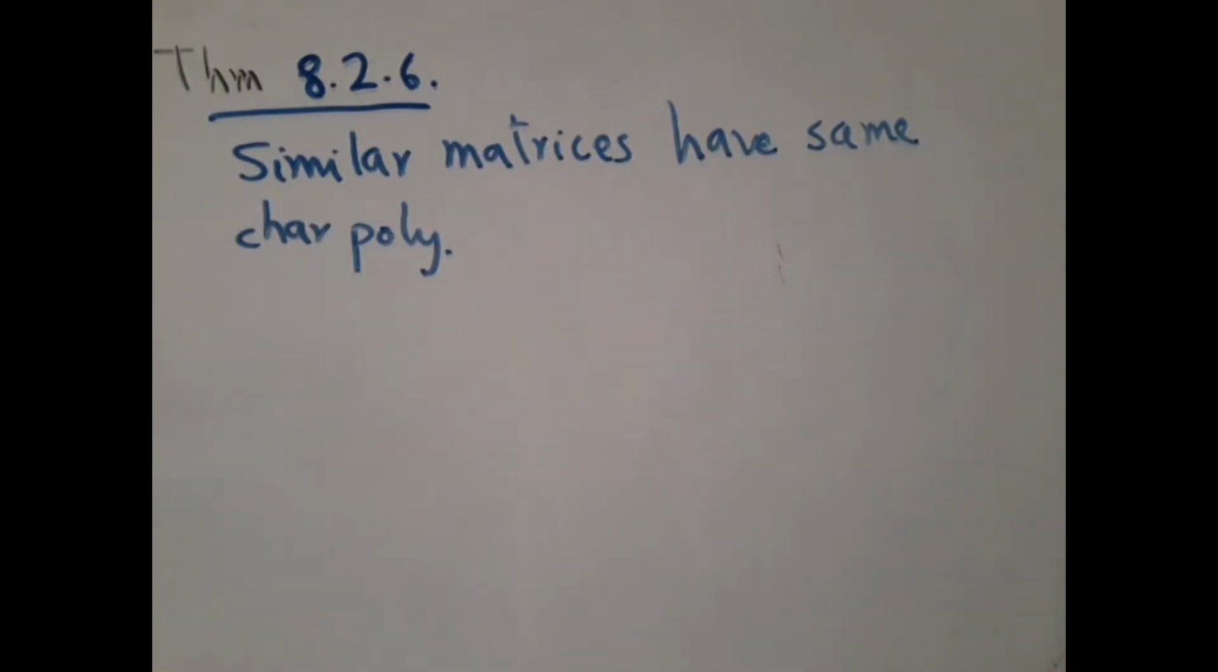So this motivates theorem 8.2.6, which says similar matrices have the same characteristic polynomial. So we understand why it is important now, because similar matrices are two different matrices representing possibly the same linear transformation. And that they have the same characteristic polynomial is a very powerful thing, because that will imply that they must have the same eigenvalues as well as the same algebraic multiplicities. Now the proof is absolutely trivial.